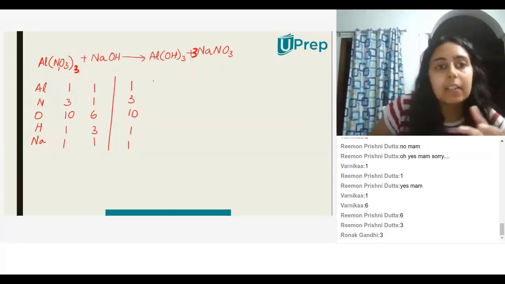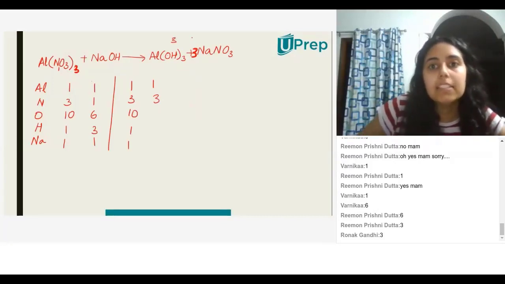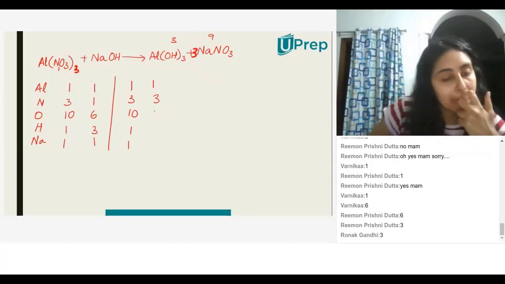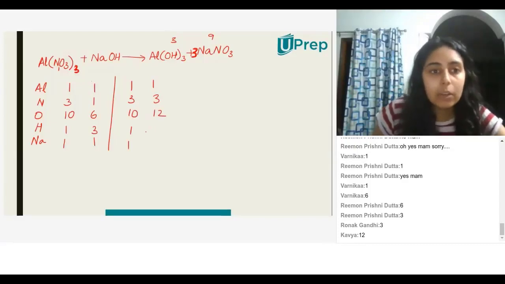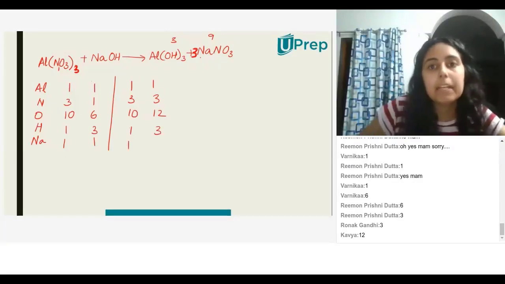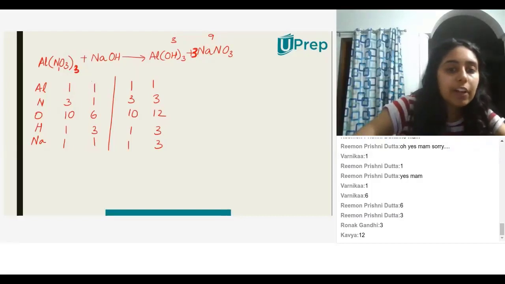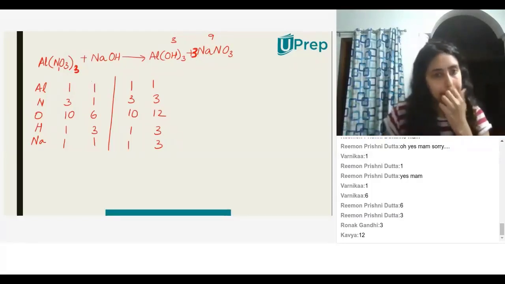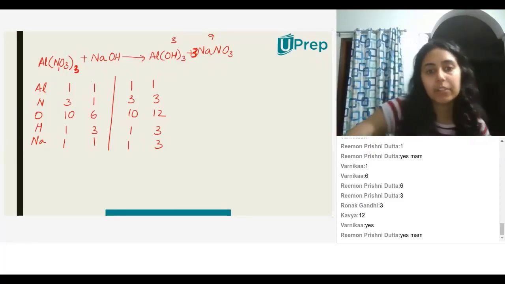On the right-hand side, aluminum remains the same. Nitrogen becomes 3. Oxygen becomes 3 plus 3 times 3, 9, 3 plus 9, 12. So oxygen has become 12. Hydrogen remains the same. Sodium becomes 3. Is this clear so far to both of you, Varnika and Rimon? Okay, very good.